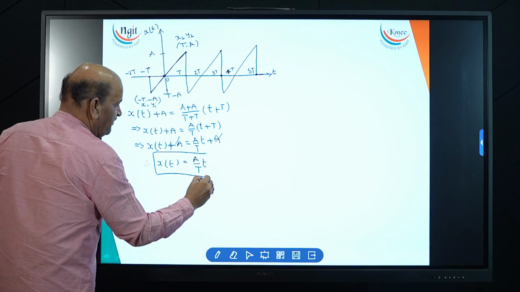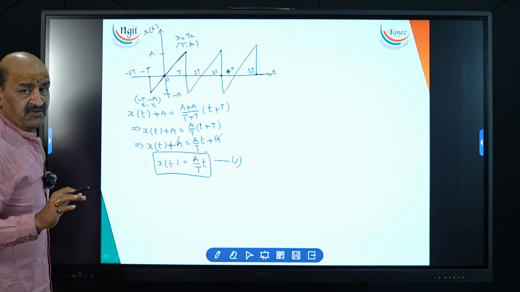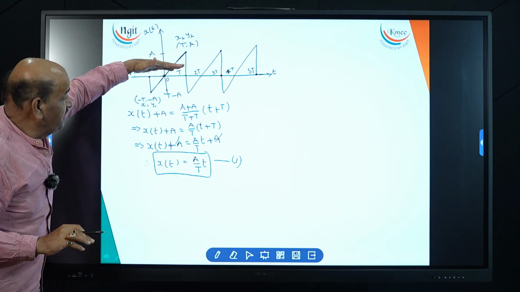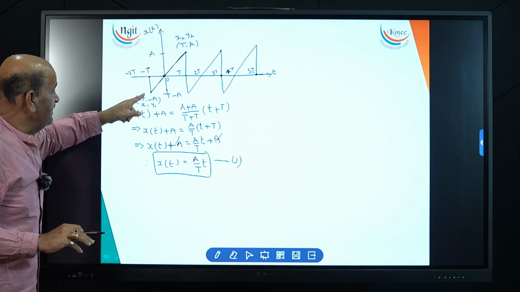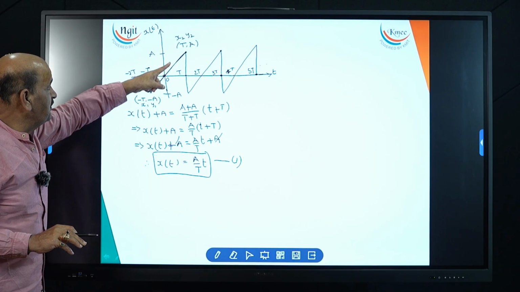Now, this is the equation of the first one. Not like the previous case. In the previous case, there was no extension. The graph wave was above the axis. Here, the wave is above as well as below the axis. Therefore, this is symmetric about the origin.